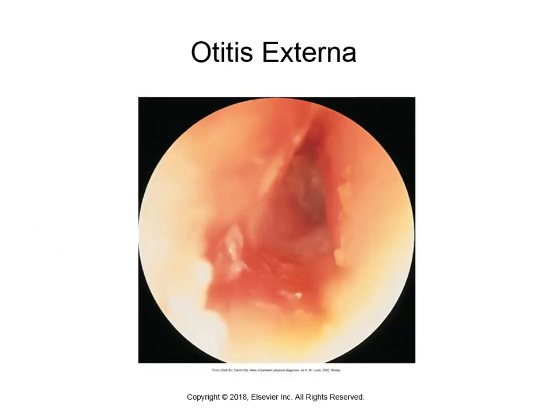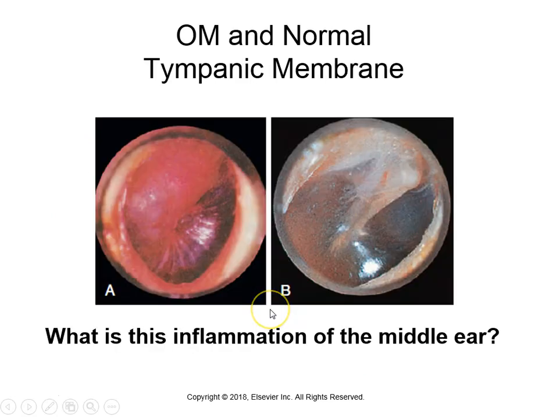Here are some of those pictures. So this would be otitis externa. So this would be the ear canal. The eardrum would be hanging out back here, and you can see there's some kind of infection in that canal.